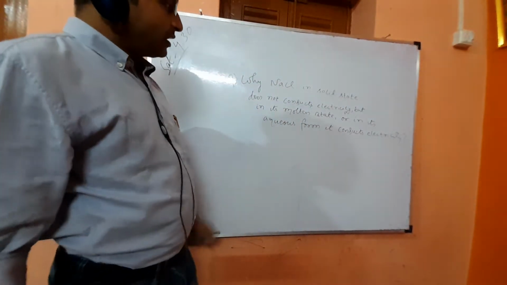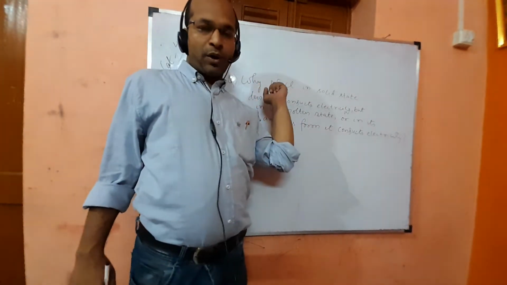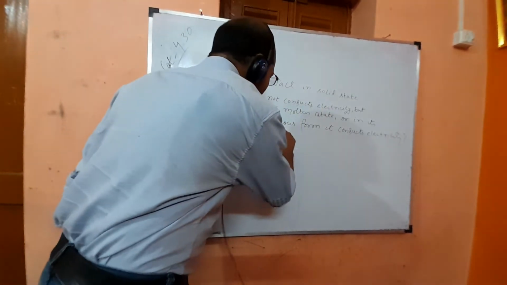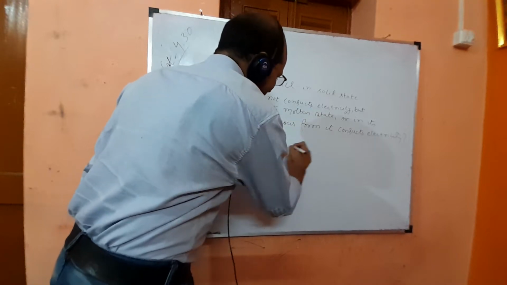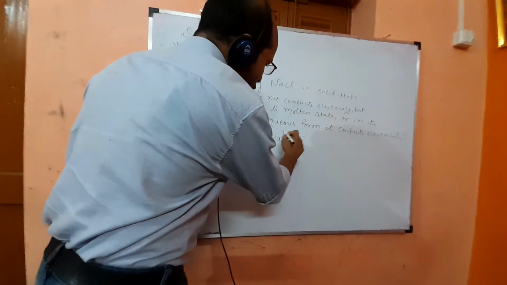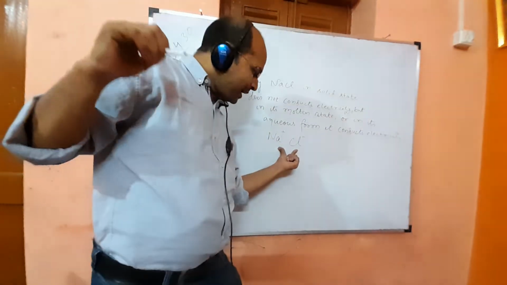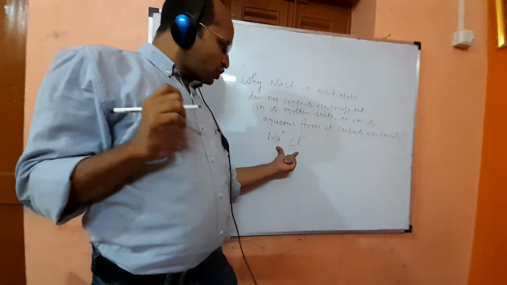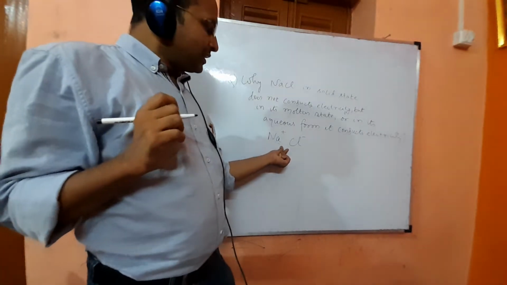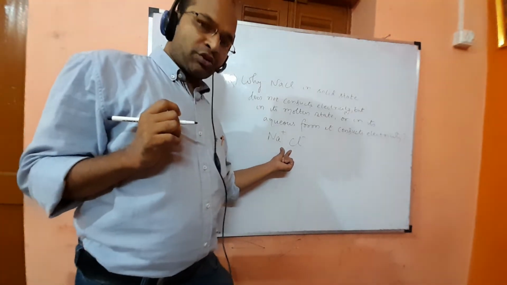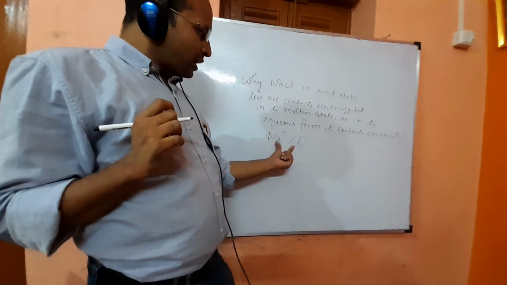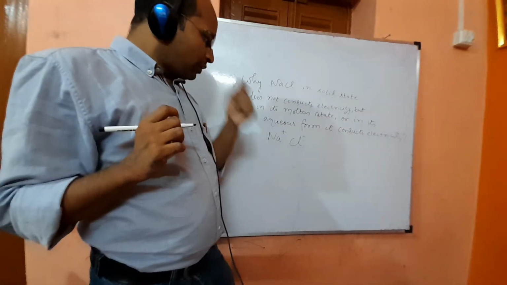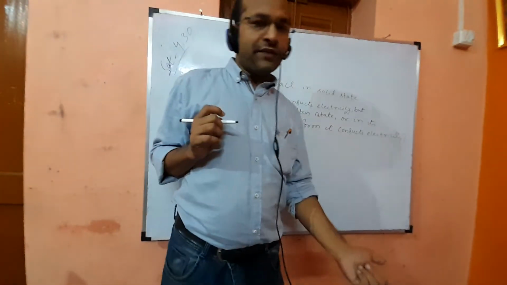The reason is that NaCl is a type of ionic compound or electrovalent compound, because NaCl consists of sodium cations and chlorine anions. Due to this opposite charge, both of them are held together by a very strong force of attraction, a very strong electrostatic force. So when it is in solid state, it is very difficult to break it.